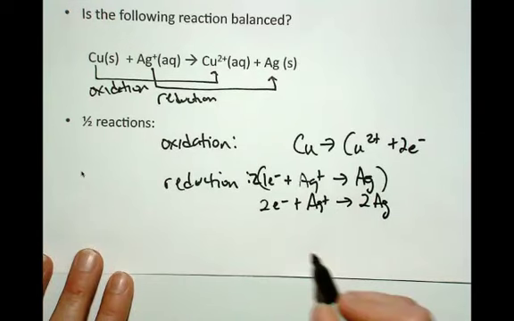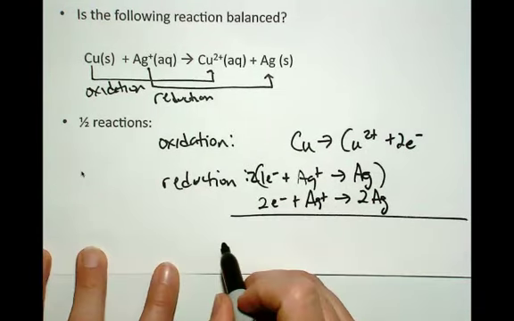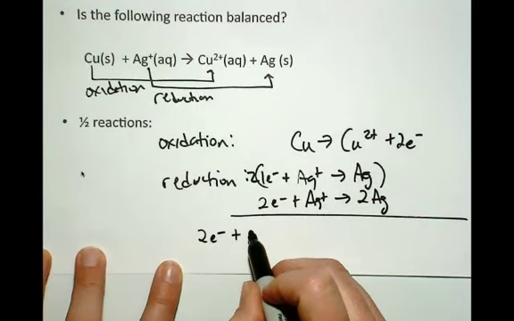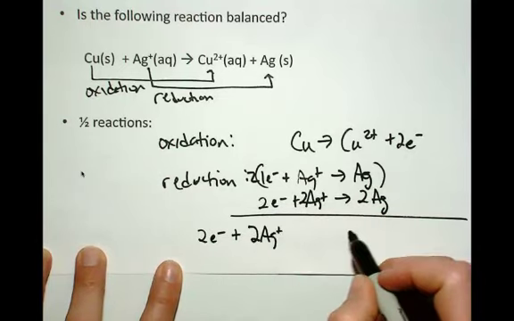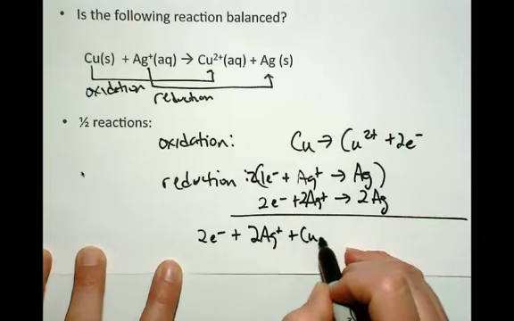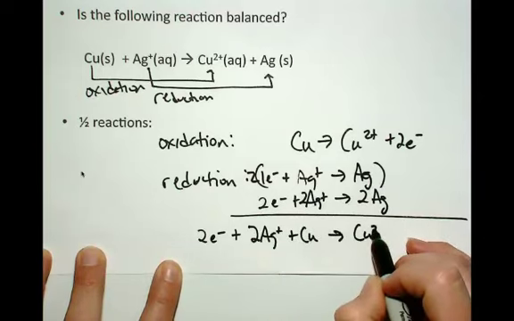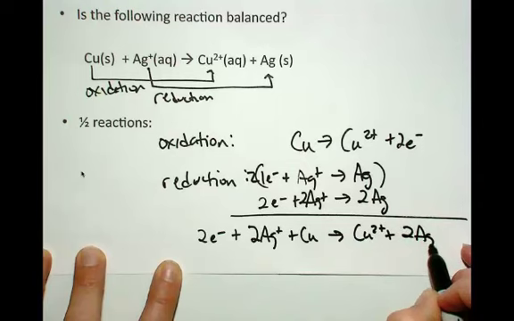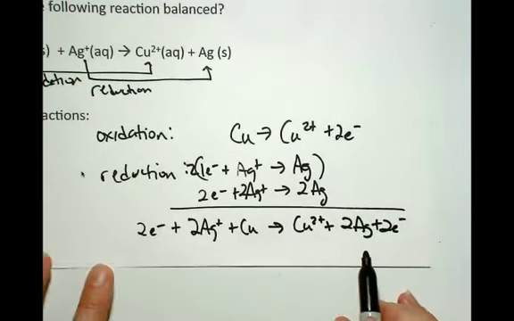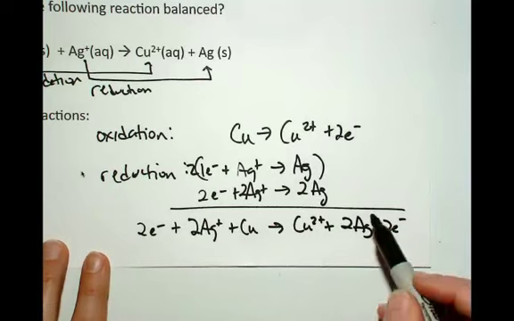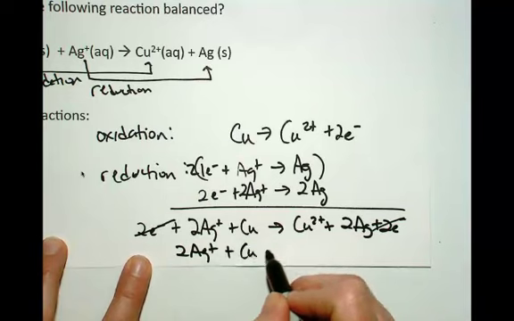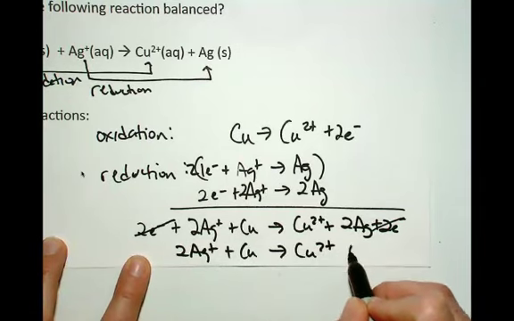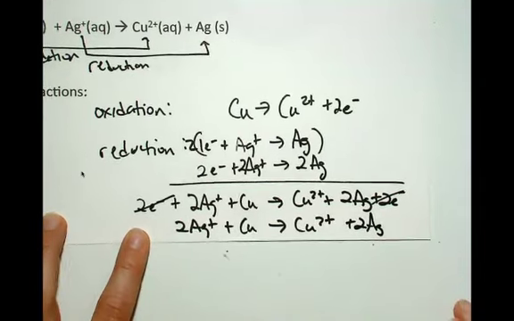Okay, so then when you add them all together, you have the 2 electrons plus the 2 silver ions plus 1 copper gives copper 2+, 2 silver, plus 2 electrons. The electrons are balanced, the mass is balanced, and the whole thing is balanced. So that's a little example of balancing a simple redox reaction.